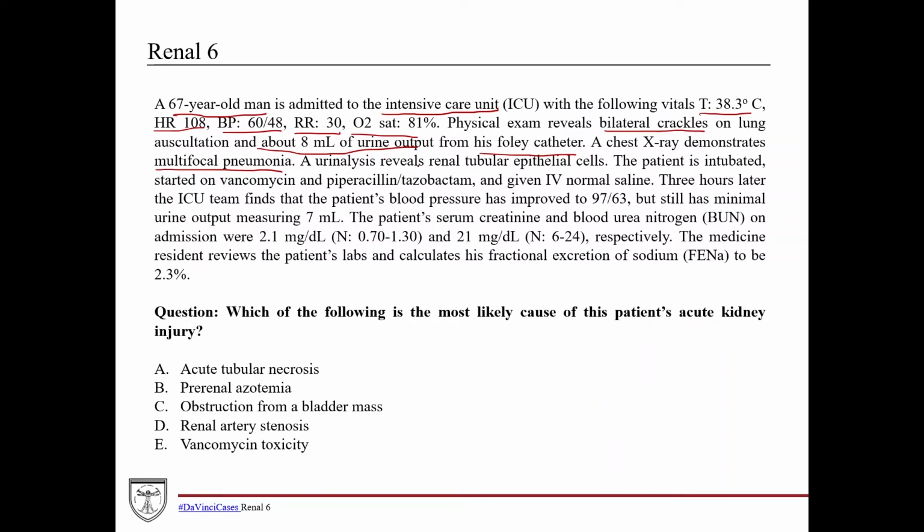And then a urinalysis taken from the Foley catheter reveals renal tubular epithelial cells. So this is not normal to see renal tubular epithelial cells. These are cells that have probably become necrotic and died off and then been sloughed off into the urine. This is usually a result of necrosis, which is due to ischemia. So in this case, this patient probably has some type of septic shock.